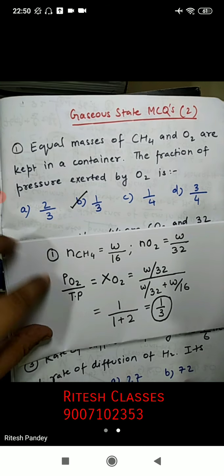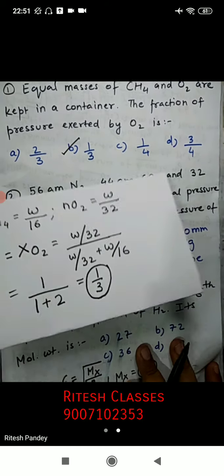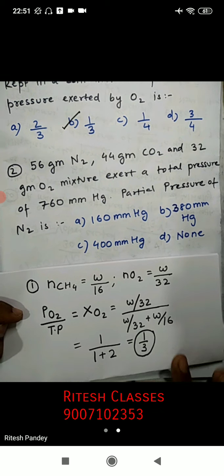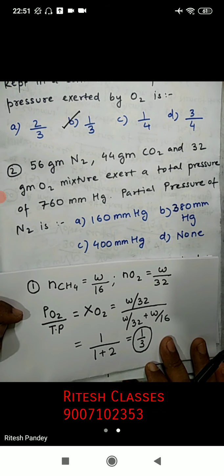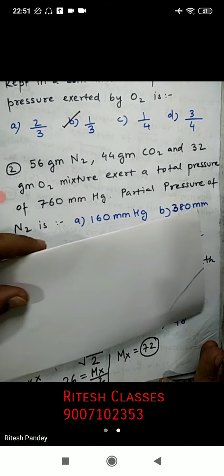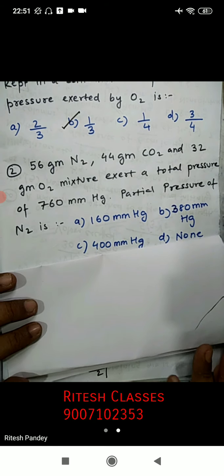We'll move to question 2. Again, you'll want to read the question first. The question reads: 56 gram nitrogen, 44 gram carbon dioxide, and 32 gram oxygen together exert a pressure of 760 millimeter mercury. You have to find the partial pressure of nitrogen. Simple as you can get.